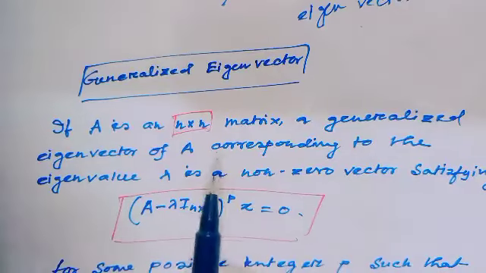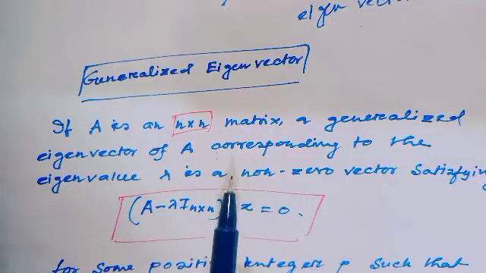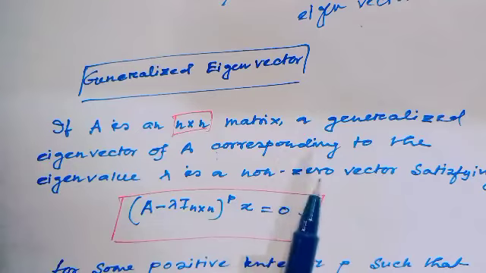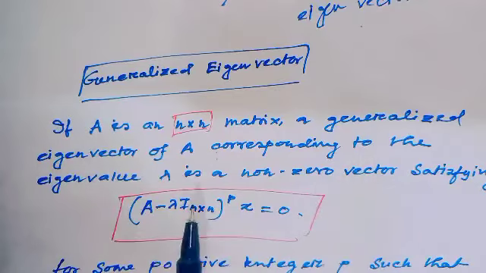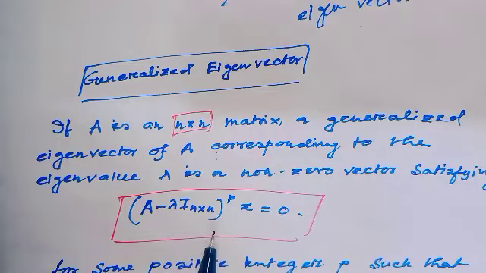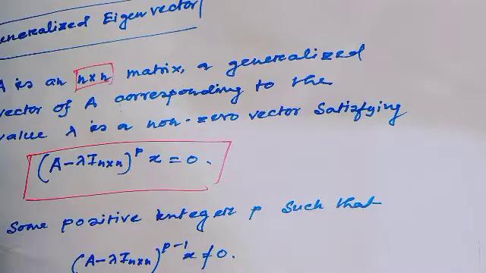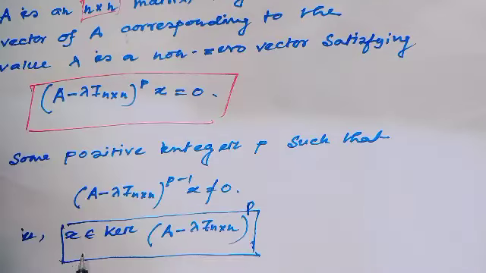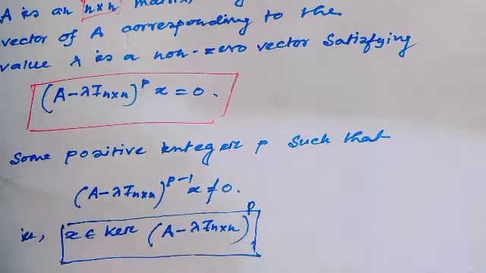The actual idea of a generalized eigenvector is: if A is an n by n matrix, then a generalized eigenvector of the matrix A corresponding to the eigenvalue lambda is a non-zero vector x satisfying the equation (A minus lambda I) to the power p times x equals 0, for some integer p such that (A minus lambda I) to the power p minus 1 times x is not equal to 0. That means the generalized eigenvector x belongs to the null space of (A minus lambda I) to the power p. Are you getting it?